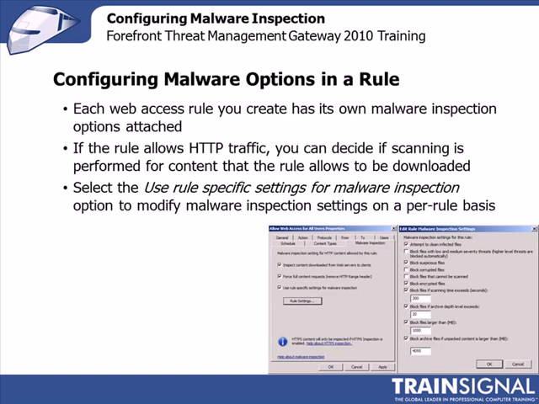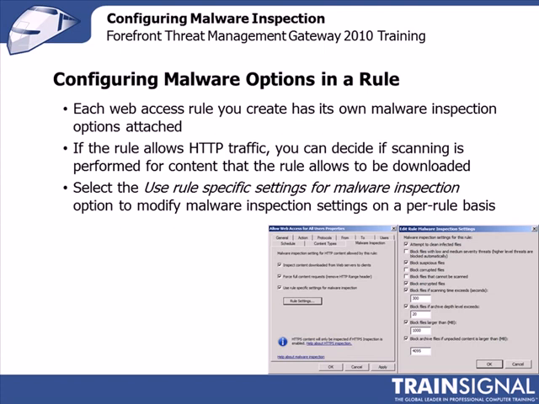Now, we've talked a lot in this lesson about configuring overall malware inspection rules on a global basis. However, for each web access rule you create, you can actually have your own malware inspection options attached to it. So basically, for a particular rule, you can override the global malware inspection policies and apply new ones. If the rule allows HTTP traffic, you can decide if scanning is performed for content that the rule allows to be downloaded. Basically, do you want to allow content to be downloaded?